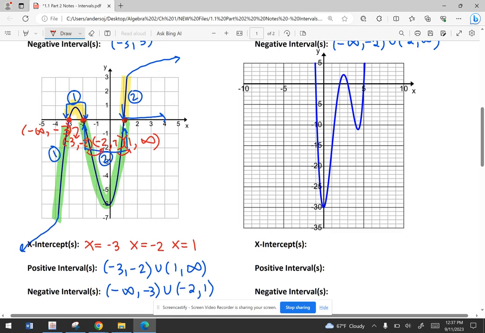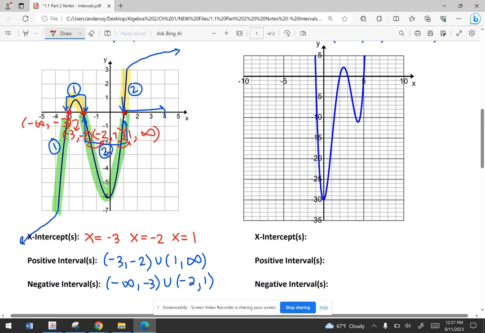Why don't we take a second and we can pause the video and you can take a look at this section here, mark the x-intercepts, and see if you can find the positive and the negative intervals. So take a pause and we'll come back.